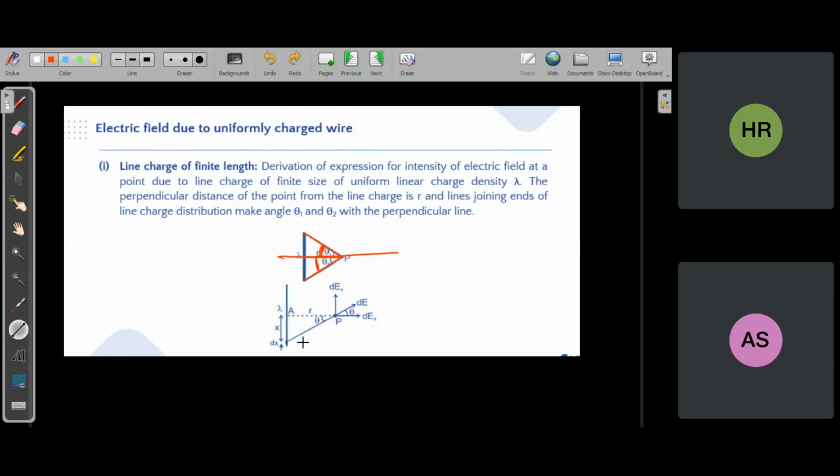Then because of this dx length, you will find the electric field here, which will be in this direction. Then you will take its component and you will integrate both the components, because both the components will be there. Because here the situation is not symmetrical. Theta 1 and theta 2, both angles are not theta. Are you getting? So parallel component will not get cancelled here because the point P is not exactly at the center of the wire. Are you getting? Not getting?